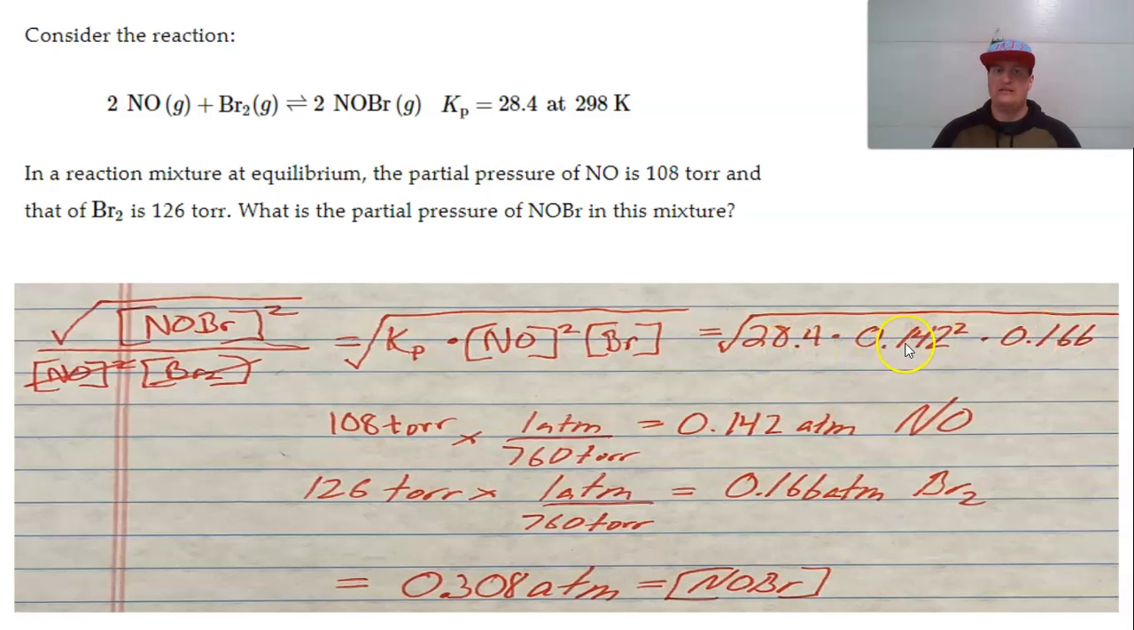Here's our Kp times our nitrogen monoxide times our bromine. Don't forget the squared. Make sure you do this correctly in your calculator as well. Square root gives us our concentration in atmospheres of NOBr.